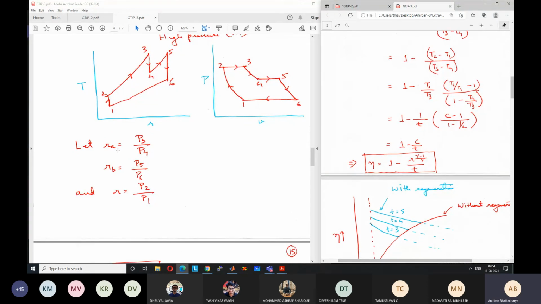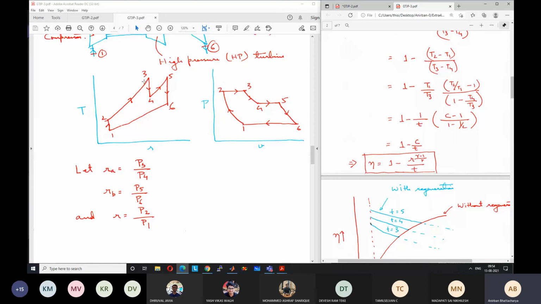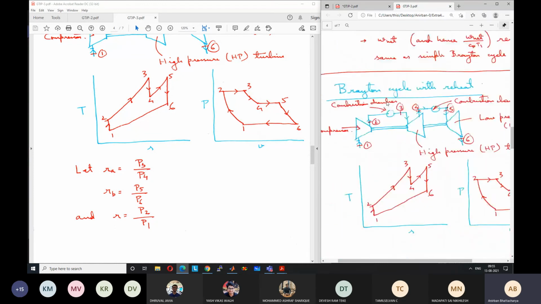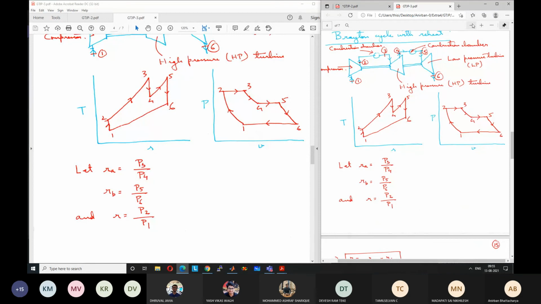So say we define two pressure ratios here, apart from the main pressure ratio R, which is equal to P2 by P1: the pressure ratio of the first expansion and the pressure ratio of the second expansion. Okay. So RA is equal to P3 by P4 and RB is equal to P5 by P6. Now, what is P4 and P5? P4 is equal to P5, right? P4 is equal to P5. We will keep this open here, because it's a constant pressure process.